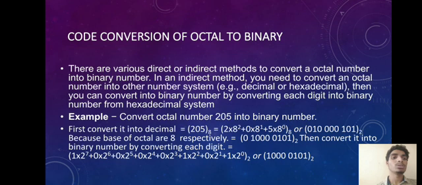Then convert it into a binary number by converting each digit: 1 into 2 to the power of 7 plus 0 into 2 to the power of 6 plus 0 into 2 to the power of 5 plus 0 into 2 to the power of 4 plus 0 into 2 to the power of 3 plus 1 into 2 to the power of 2 plus 0 into 2 to the power of 1 plus 1 into 2 to the power of 0, base 2, or 10000101 with base 2.